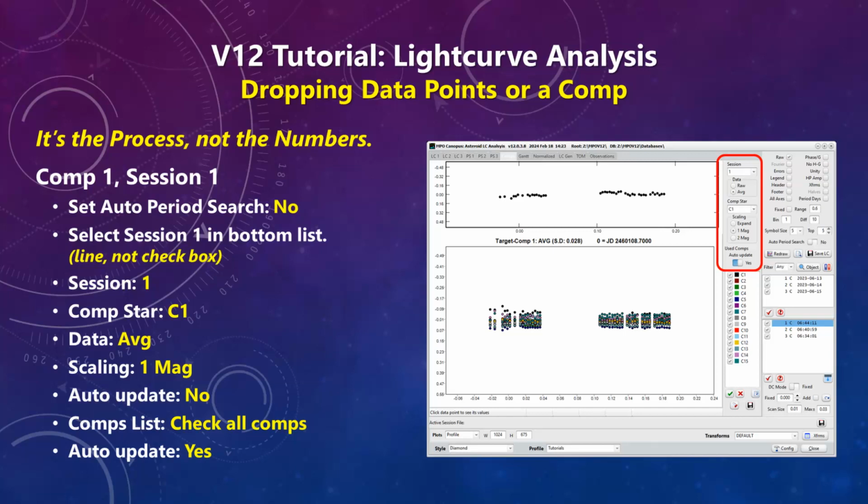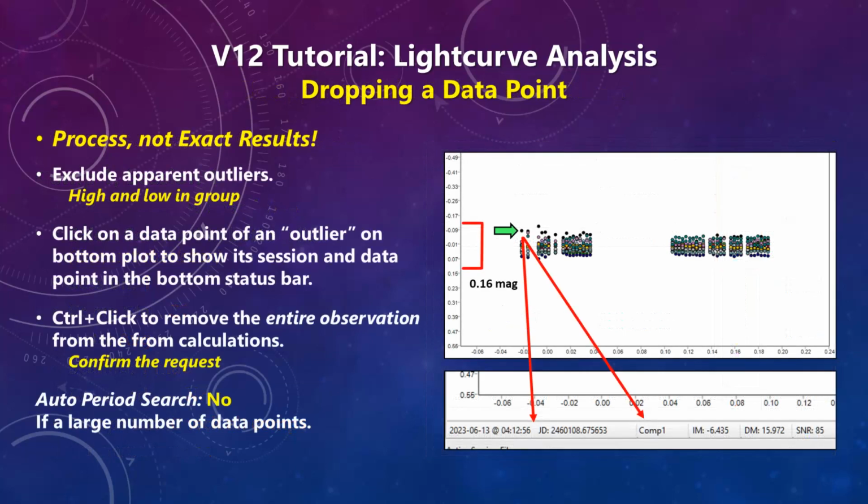Set auto update to no in order to avoid updating problems during the next step. Make sure all comps are checked. Reset auto update to yes. Remember, it's the process, not the actual numbers, that matter. When measuring the images for the asteroid, you may have chosen a different set of comp stars, and so what you see in the video may not match your computer screen.